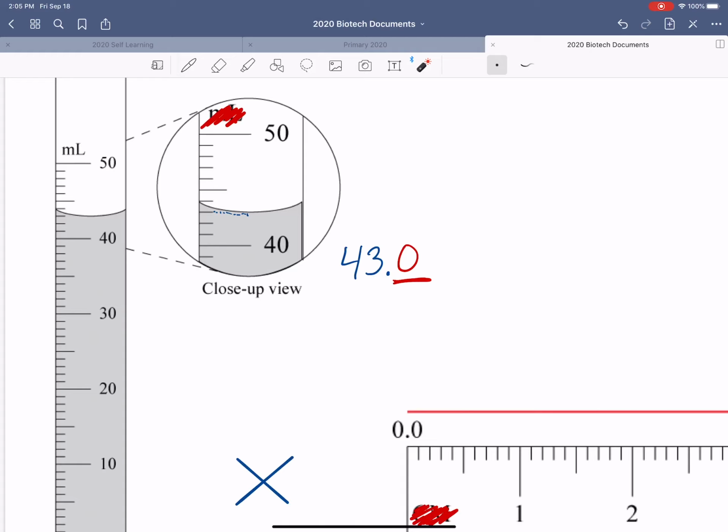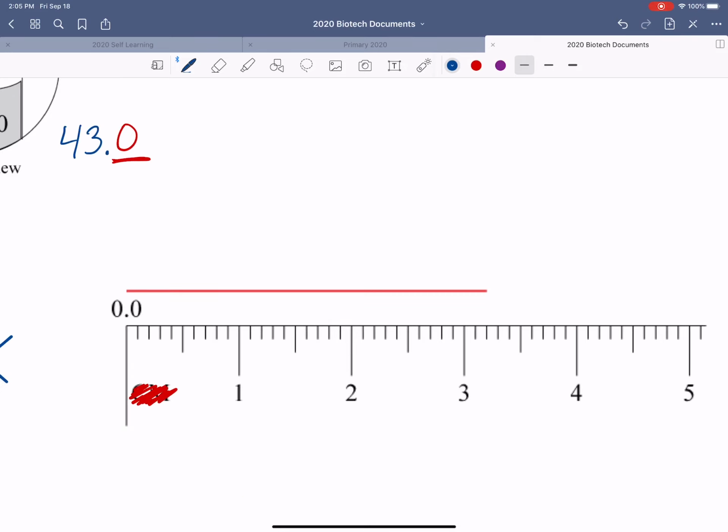And that's actually how you use a tool. You're supposed to infer one digit past what you can be certain of. The value that we would report here for this graduated cylinder is 43.0. And it's okay if you want to say 43.1 or 42.9. That's totally fine.